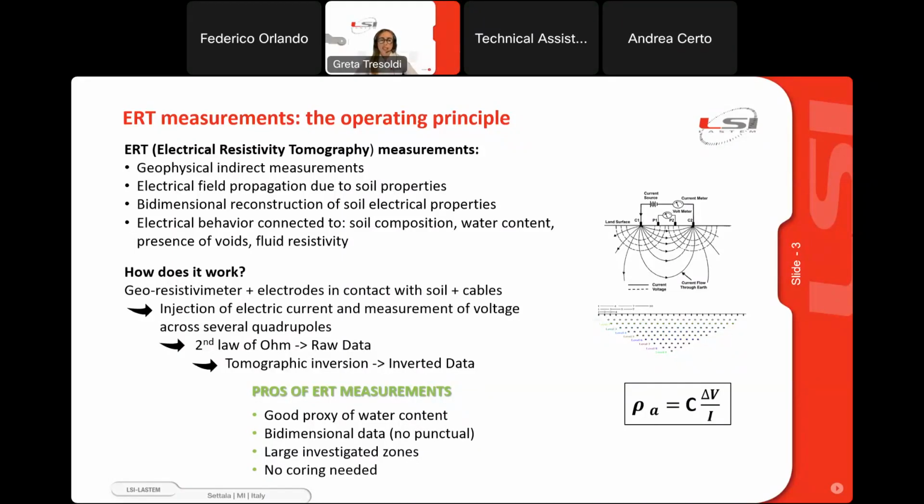And why is it so important for us? Because the electrical behavior of the soil is related to the soil composition, mainly the water content in a given soil, the presence of voids, and the fluid resistivity. These kinds of measurements were invented in the mid-90s, but so far have been applied mainly for spot measurements, so only one measurement with portable systems.